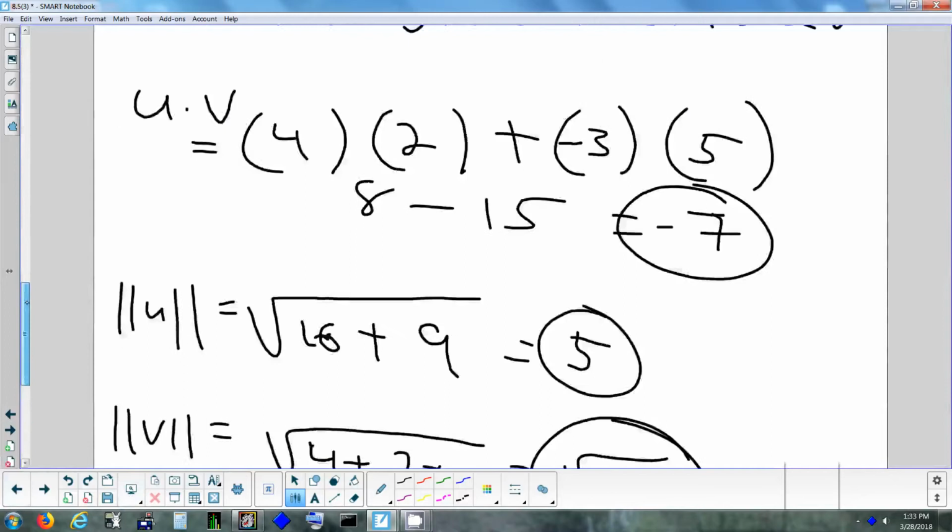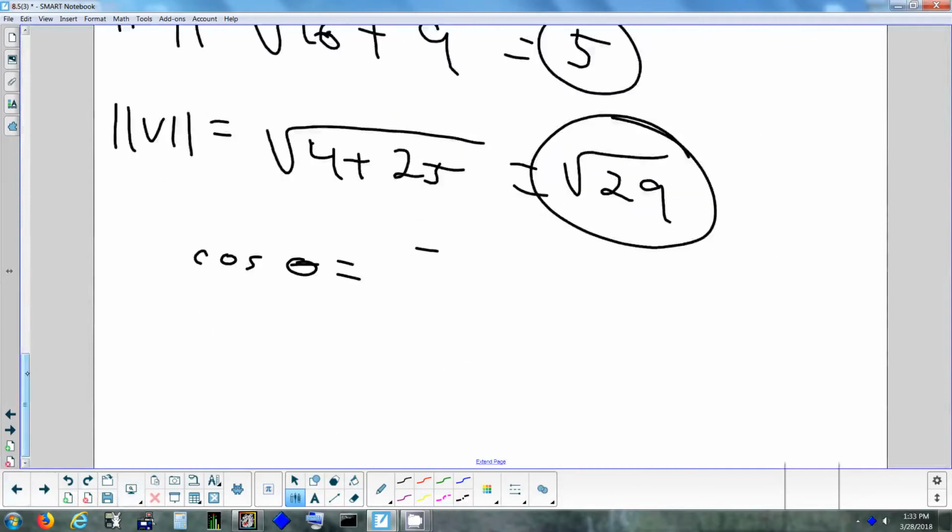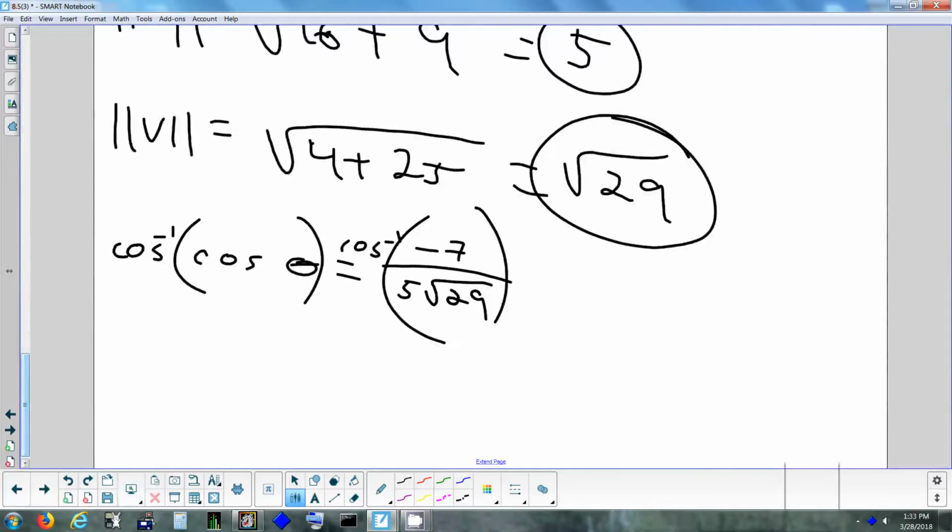So, dot product, -7, over the product of the magnitudes equals the cosine of the angle, but I don't want cosine, I just want the angle. So how do I get rid of cosine? Yep. I'm going to take the arc cosine or inverse cosine of each side.